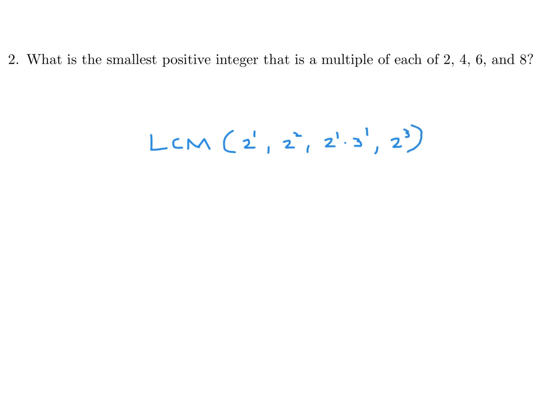Now, with LCM questions, you have to think biggest. And I know that seems a bit counterintuitive, that least common multiple, you think biggest. But that's the way it is. So let me explain. So the first thing that you do is you look at the prime numbers. What prime numbers are we looking at? So in this case, the prime numbers are 2 and 3.